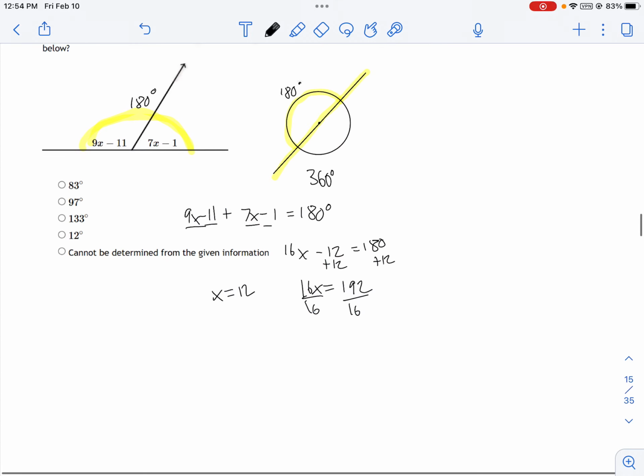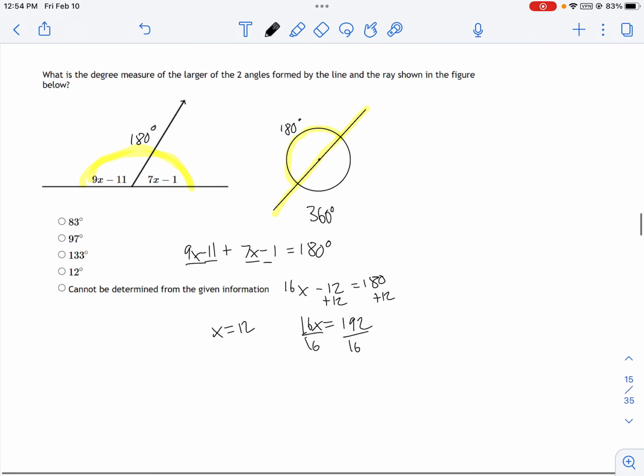Now, don't be fooled that 12 is the final answer. Yes, we see 12 here, but does that mean 12 is the answer? No, it does not, because your directions didn't say solve for x. Now, did they? No. They said, what is the degree measure of the larger of the two angles?